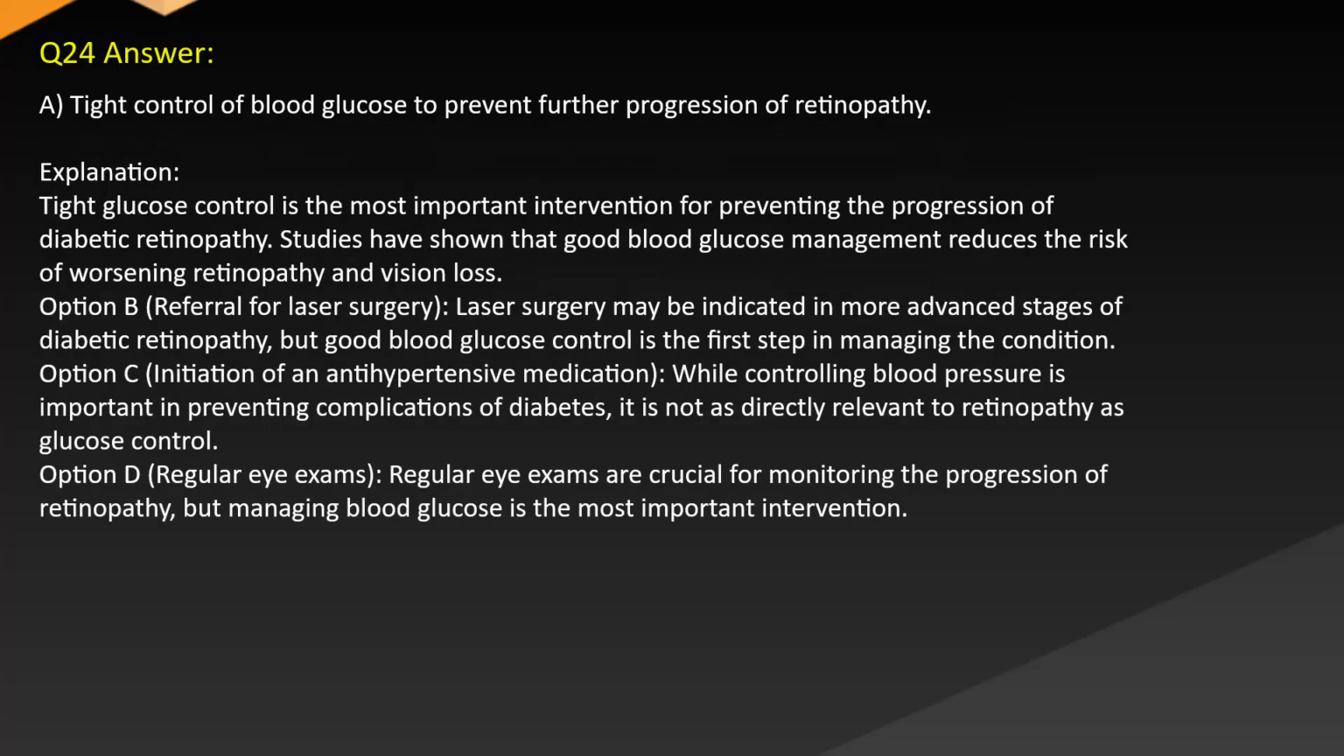Answer A. Tight control of blood glucose to prevent further progression of retinopathy. Explanation. Tight glucose control is the most important intervention for preventing the progression of diabetic retinopathy. Studies have shown that good blood glucose management reduces the risk of worsening retinopathy and vision loss.